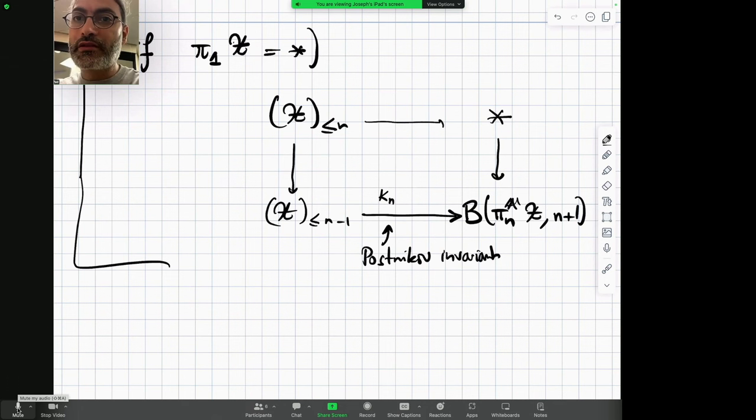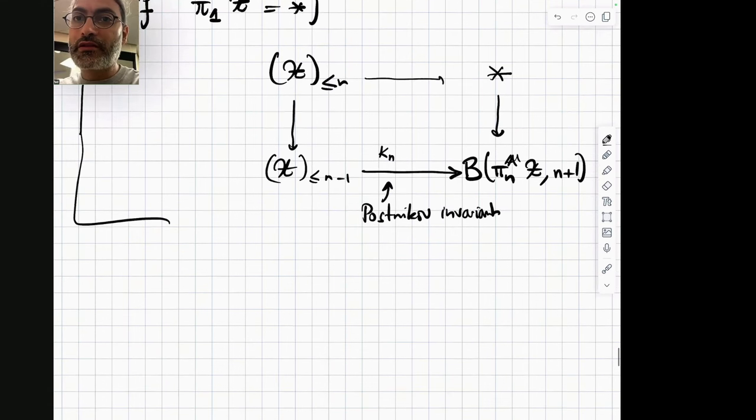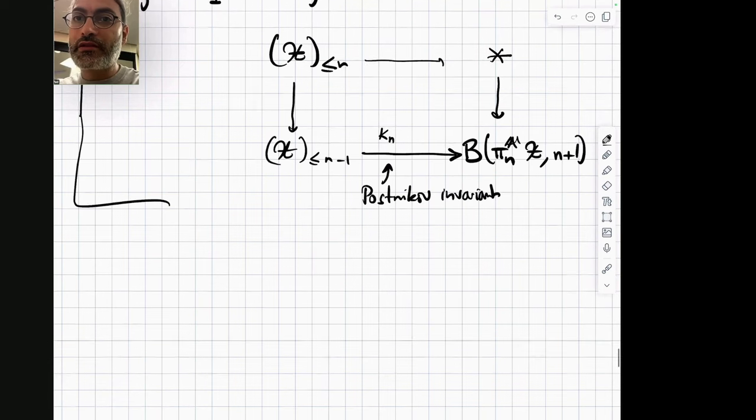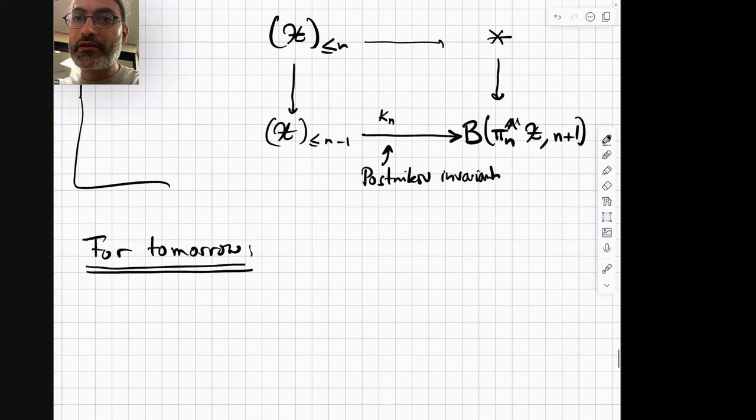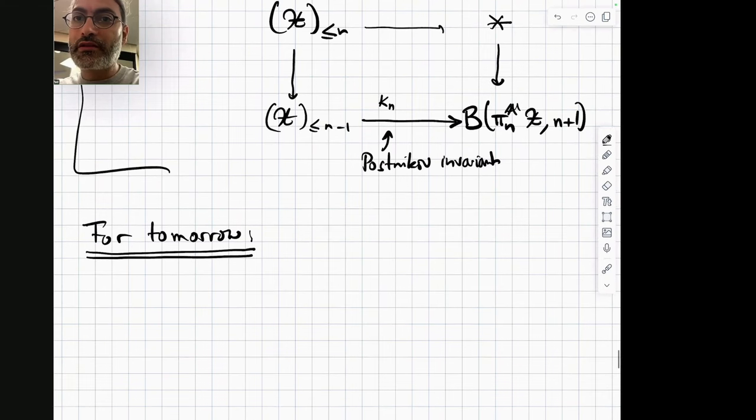Oh, okay, good. So then maybe I tell you what is the plan for tomorrow, and then I finish. Hopefully I will be giving this in person. For tomorrow, I'm going to discuss another theorem of Morel, which is called the connectivity theorem. So we'll discuss.